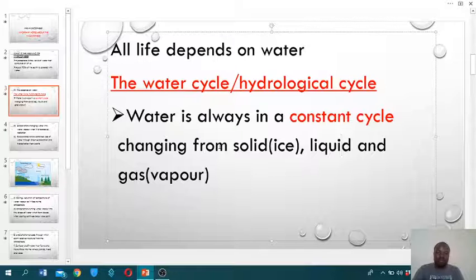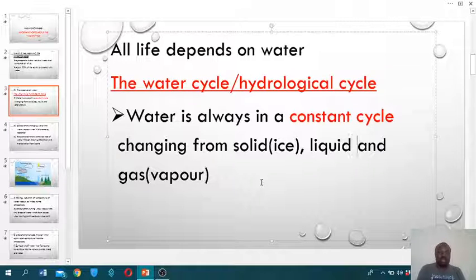Constant cycle means it is changing from solid, which is ice, to liquid, which is the real water that we have, and then to gas or vapor. So it is a constant cycle. It changes from solid to liquid to gas, and the same cycle continues throughout.